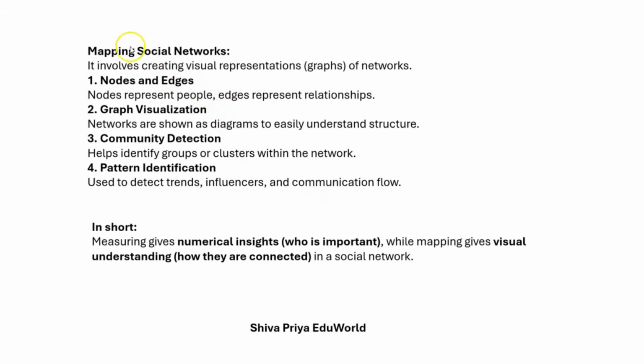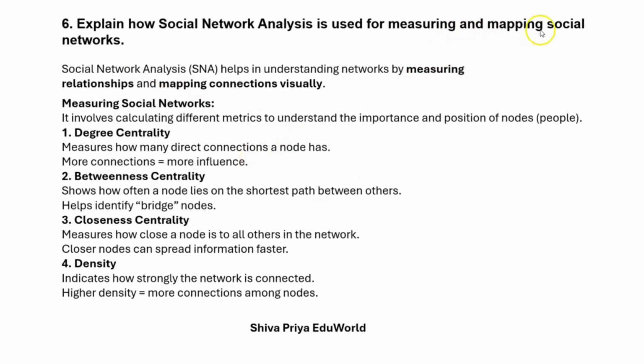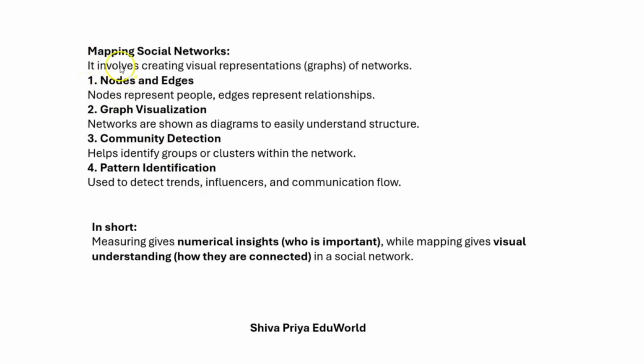And here, mapping social networks. It involves creating a visual representation, which means graphs of that network. A graph contains nodes and edges. A node represents the people and an edge represents the relationship.